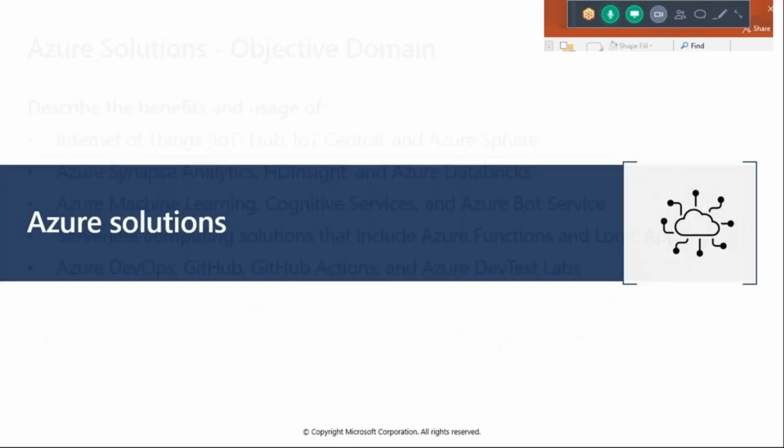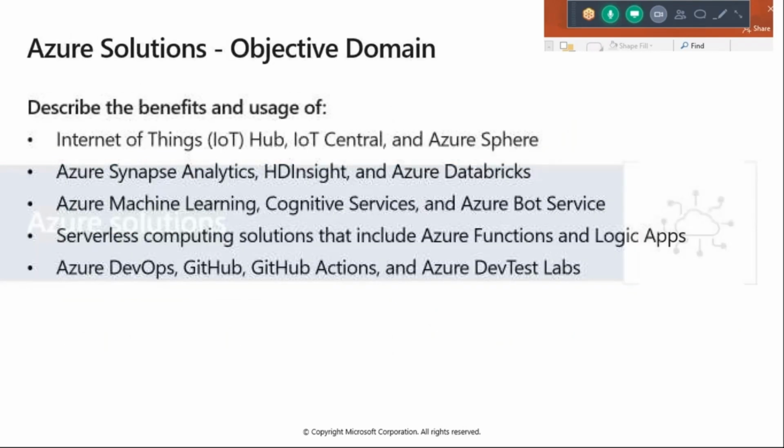Now Azure Solutions, the first one. So we'll now learn about an understanding of the term IoT Hub, or Internet of Things Hub, IoT Central, Azure Sphere, Synapse Analytics in Azure, HDInsight, Databricks, Azure Machine Learning Services, Cognitive Services, Azure Bot Services, and then Azure Functions, Azure Logic Apps or DevOps, GitHub, GitHub Actions, and Azure DevTest Labs. These are something we'll be touching base on now.